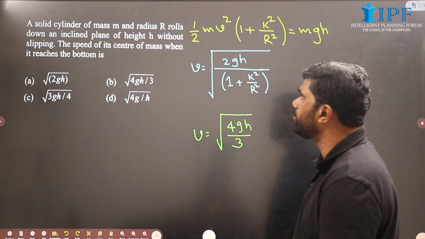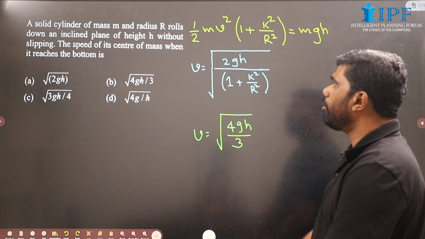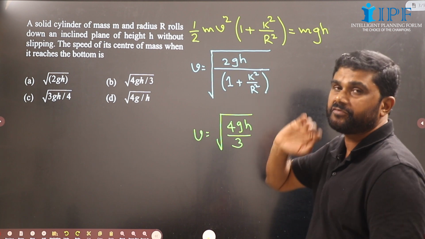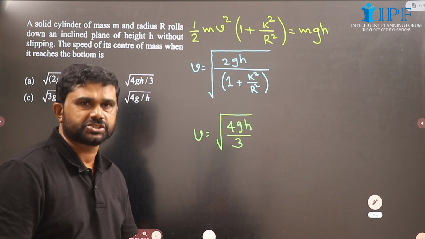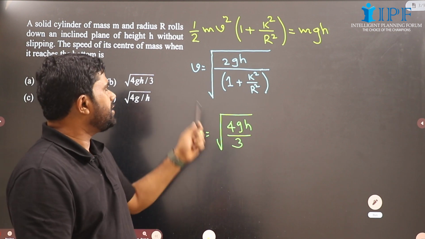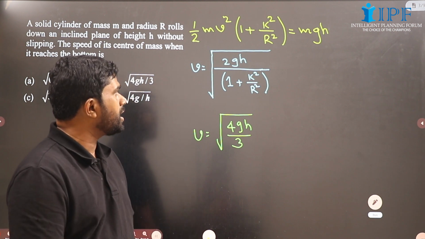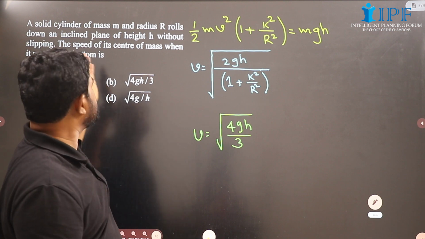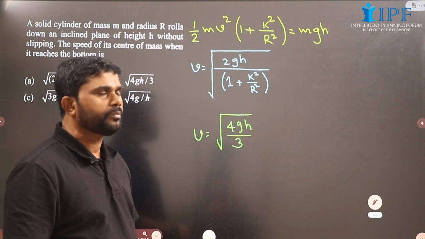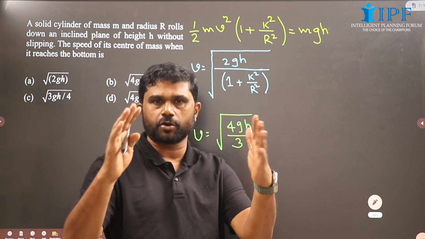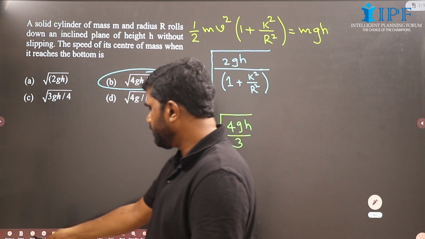A solid cylinder of mass m and radius r rolls down an inclined plane of height h without slipping. The speed of its center of mass when it reaches the bottom: half mv square into 1 plus k square by r square is the kinetic energy at the bottom, that is equal to mgh, the gravitational potential energy at the top, and v equals root of 2gh divided by 1 plus k square by r square. Here the body is a solid cylinder, so k square by r square is 1 by 2, 1 plus 1 by 2 is 3 by 2, and 2 will go to the numerator, so it will be root of 4gh by 3. Now let's see what we have next.